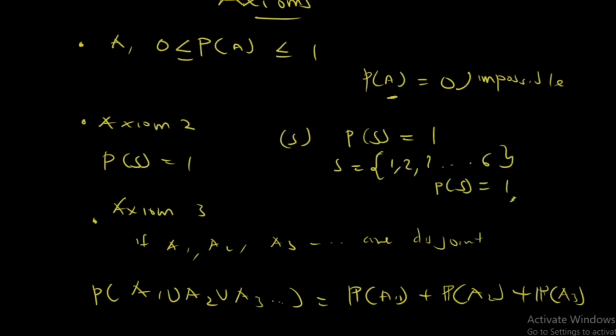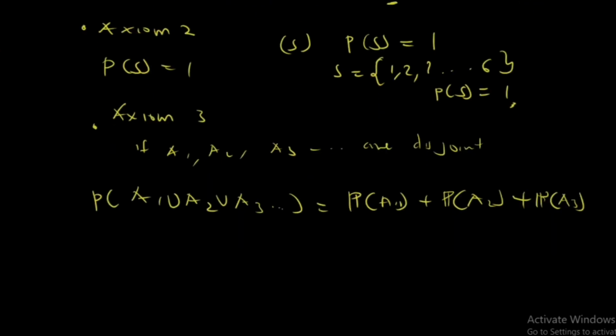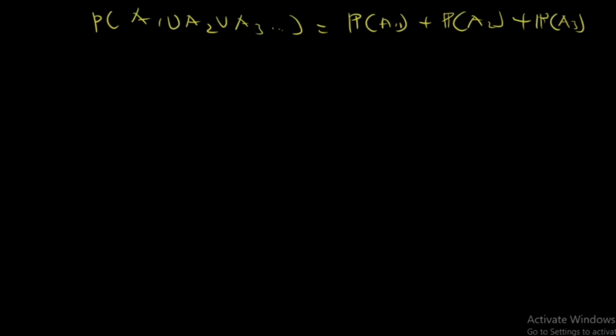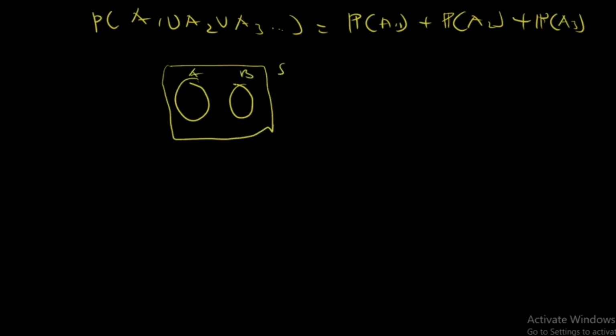With the third axiom, it's probably the most interesting one. The basic idea is that if some events are disjoint, what does it mean to be disjoint? There is no overlap between them. So let me represent axiom 3 with a Venn diagram. We have the sample space to be this, and this is A and B, and they are disjoint. Then the probability of their union must be the summation of their probabilities.